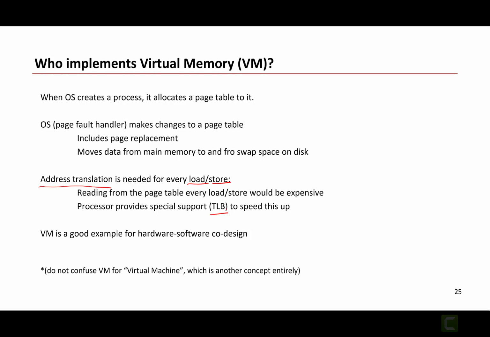So VM is a perfect example of hardware-software collaboration. We often call that hardware-software co-design, where the OS is responsible for some functionality. If you wanted, you could implement everything in software, but then address translation would be so slow that your virtual memory feature would be very expensive. So modern processors provide some simple hardware support to make this process go really fast.